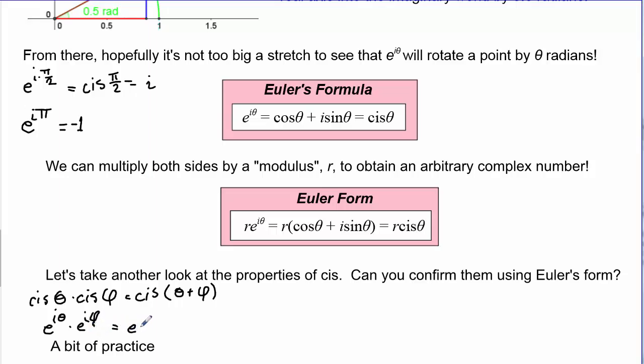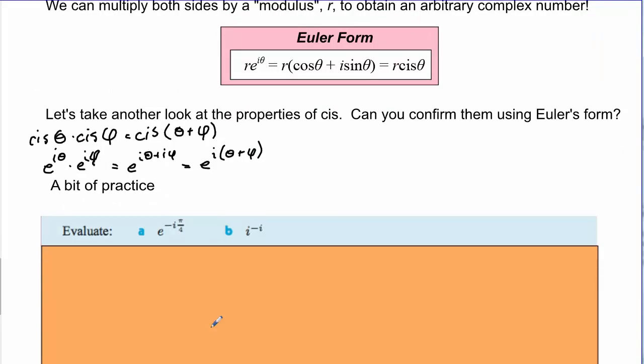So we get e to the i theta plus i phi, and we can factor out the i, and we get e to the i (theta plus phi). So here's a very simple way of proving and deriving new formulas involving complex numbers, because we're really just using the rules of exponents. It's really sweet.